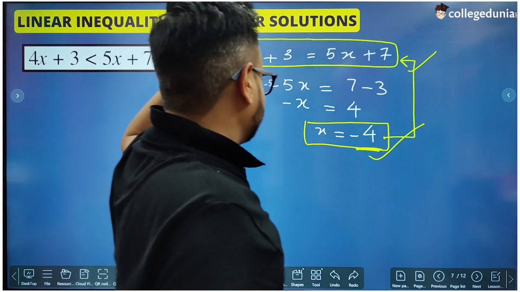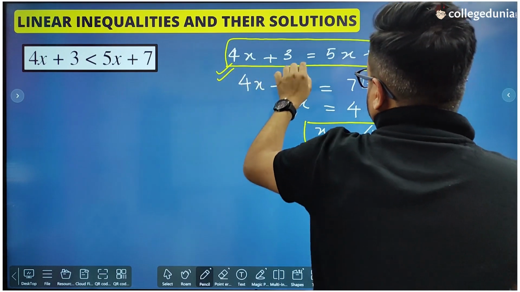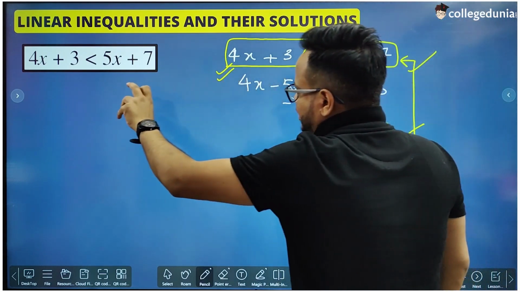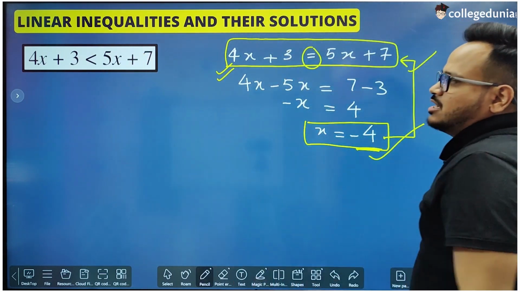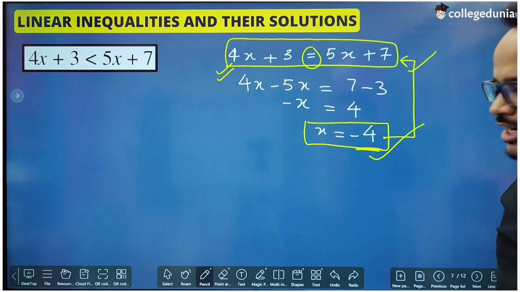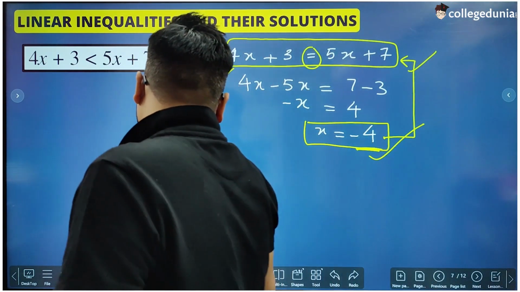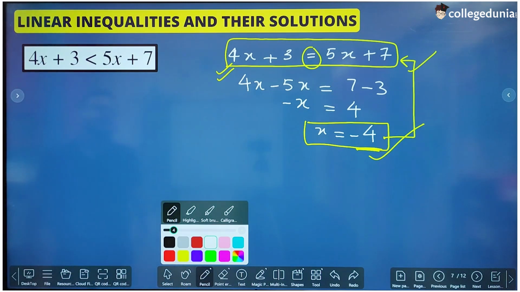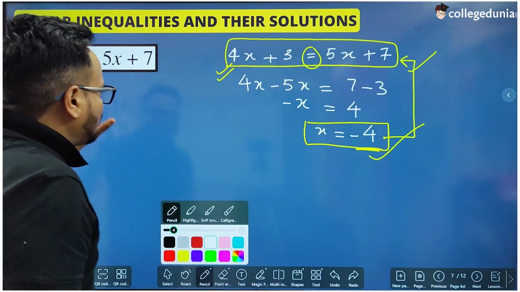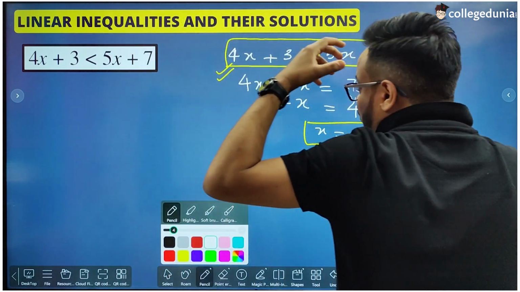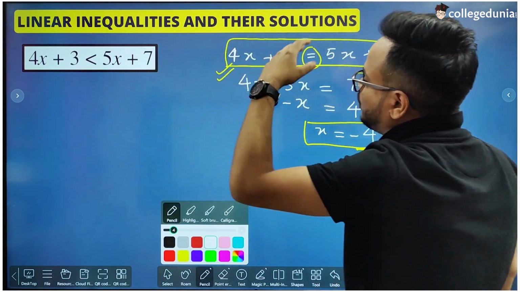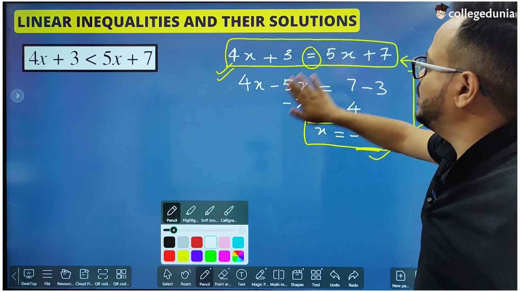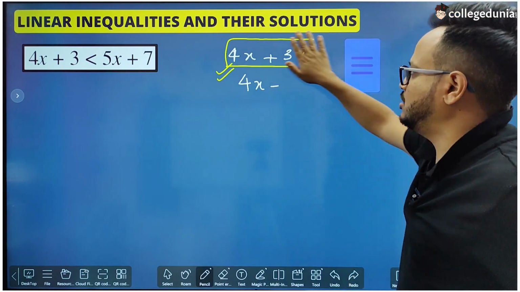Okay, but what does it mean when, instead of this equal to sign, a sign of inequality is placed between the left hand side and right hand side? We are not going to call it an equation, we will call it an inequation or inequality, right? So what is the meaning of this? And if we find the solution to this, what will be the meaning of that solution? We are going to see all those things in this video.